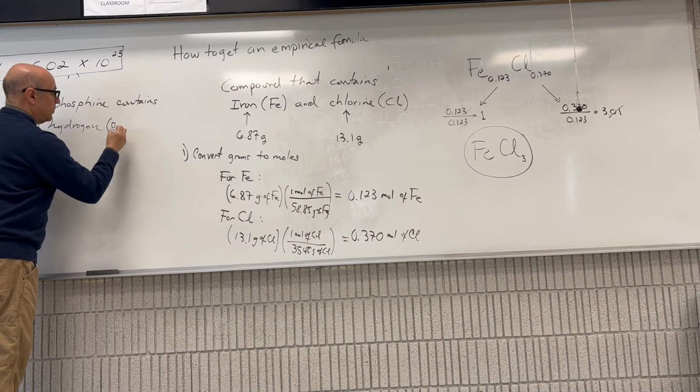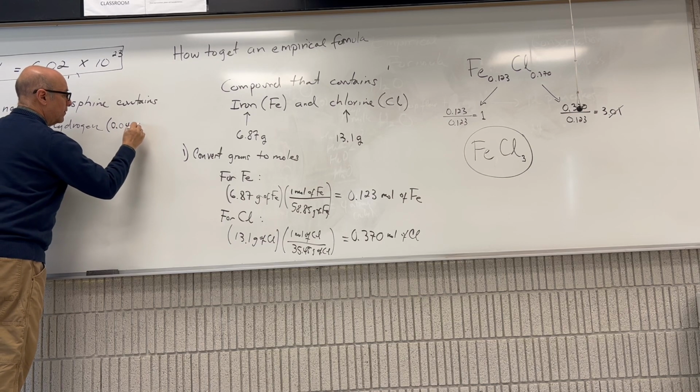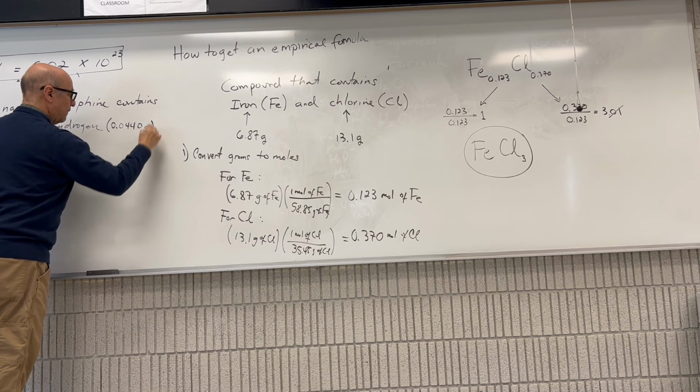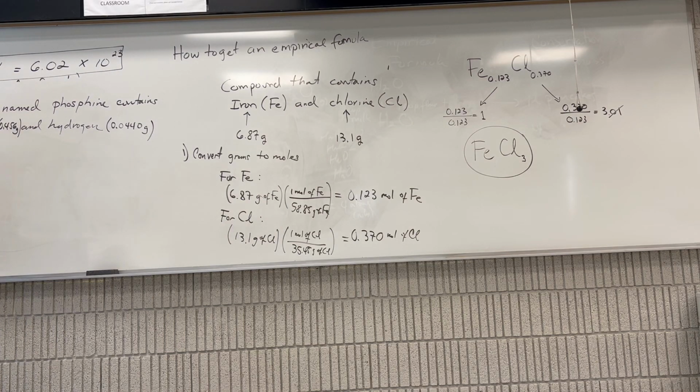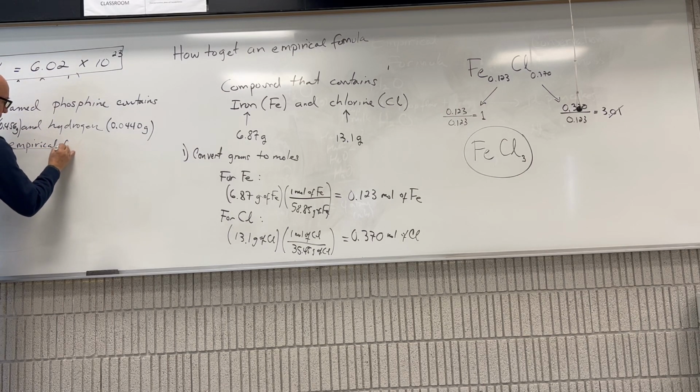It is 0.0440? Yeah. Okay, thank you. So it has an extra 0. So the lab analyzed this phosphine compound, and the outcome of that analysis is that it has 0.456 grams of phosphorus and 0.0440 grams of hydrogen. So what is the empirical formula? Empirical means experimental.